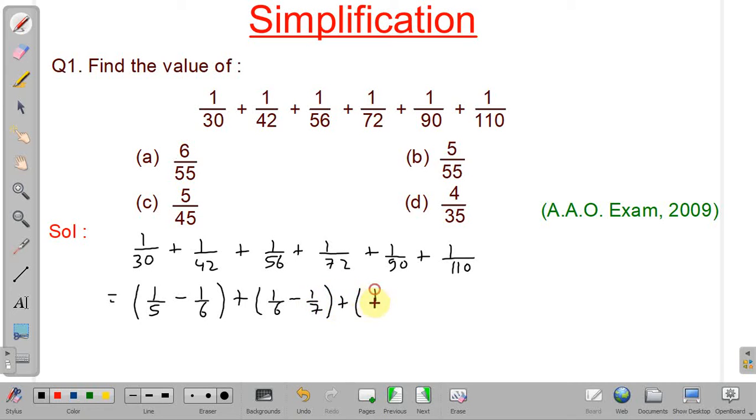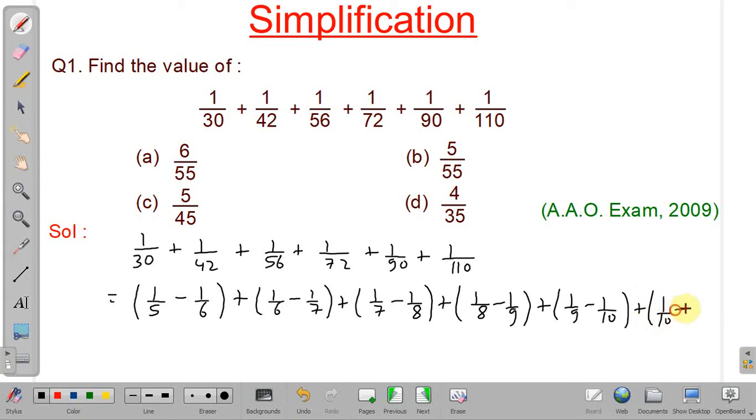1 by 56 can be written as 1 by 7 minus 1 by 8. 1 by 72 can be written as 1 by 8 minus 1 by 9. 1 by 90 can be written as 1 by 9 minus 1 by 10, and 1 by 110 can be written as 1 by 10 minus 1 by 11. Now if you see carefully, 1 by 6 and 1 by 6 will get cancelled out as one is positive, other is negative. Similarly, 1 by 7 will get cancelled out, 1 by 8 will get cancelled out, 1 by 9 will get cancelled out, and 1 by 10 will get cancelled out.